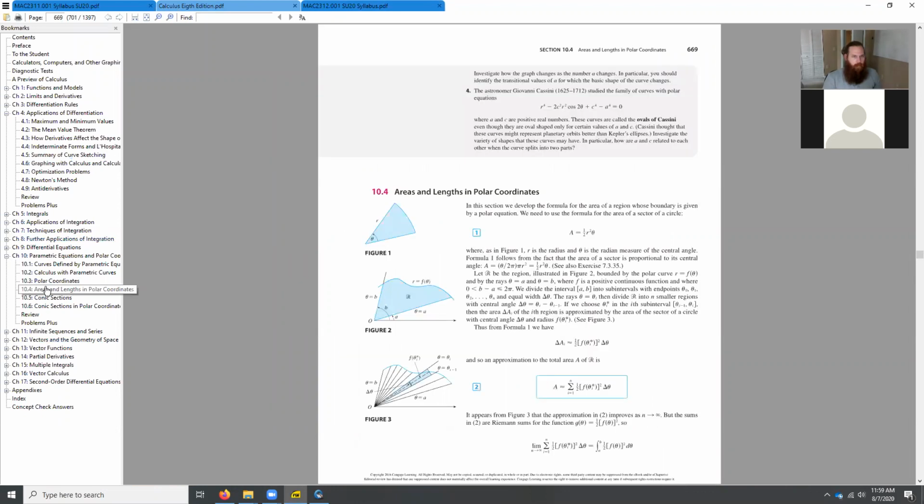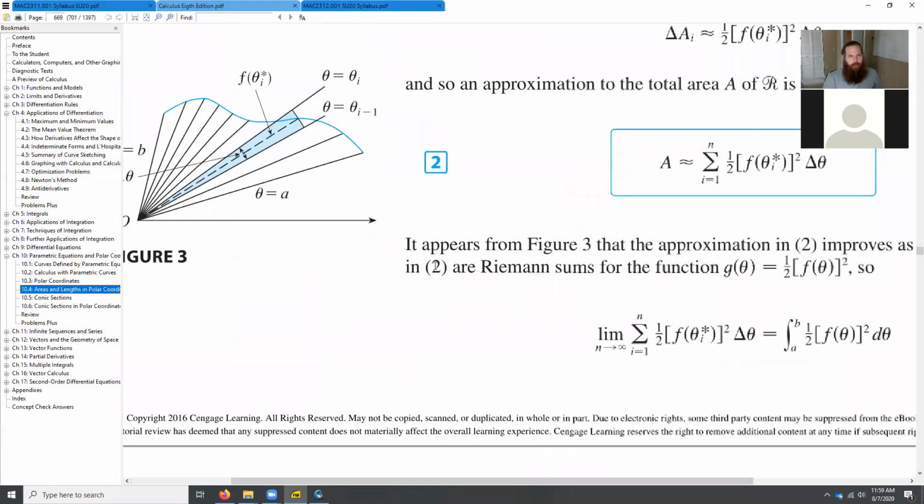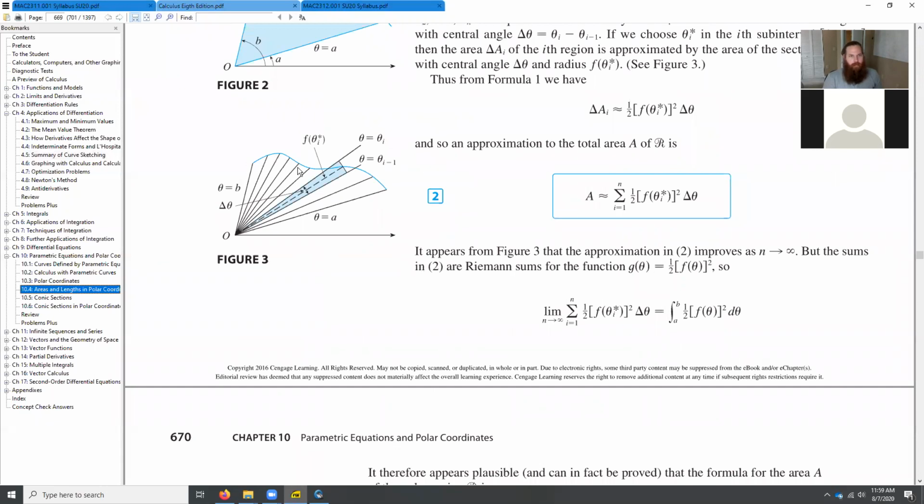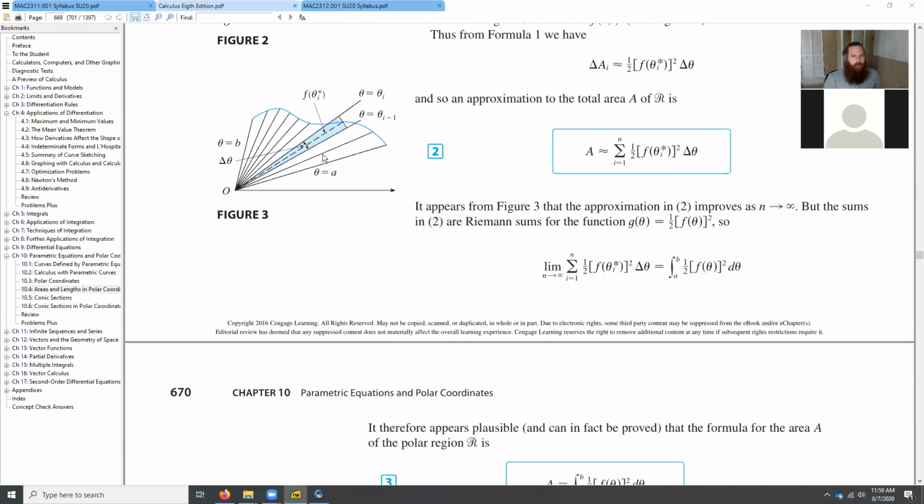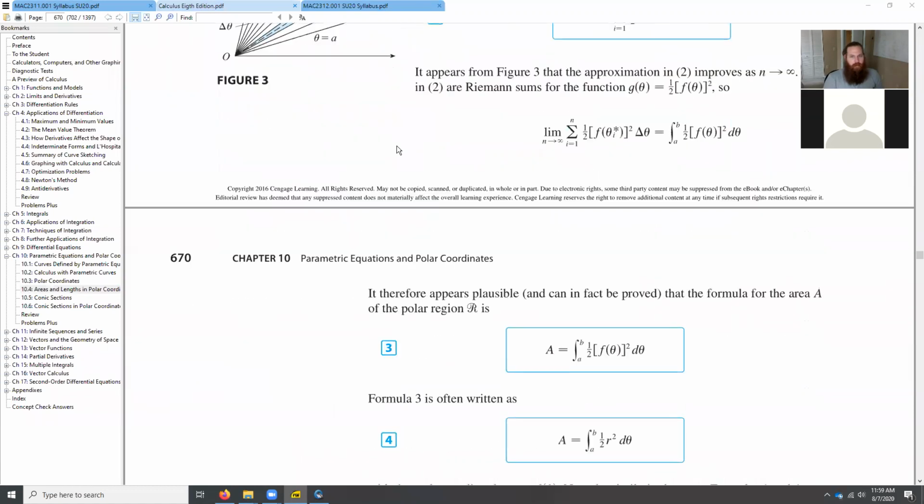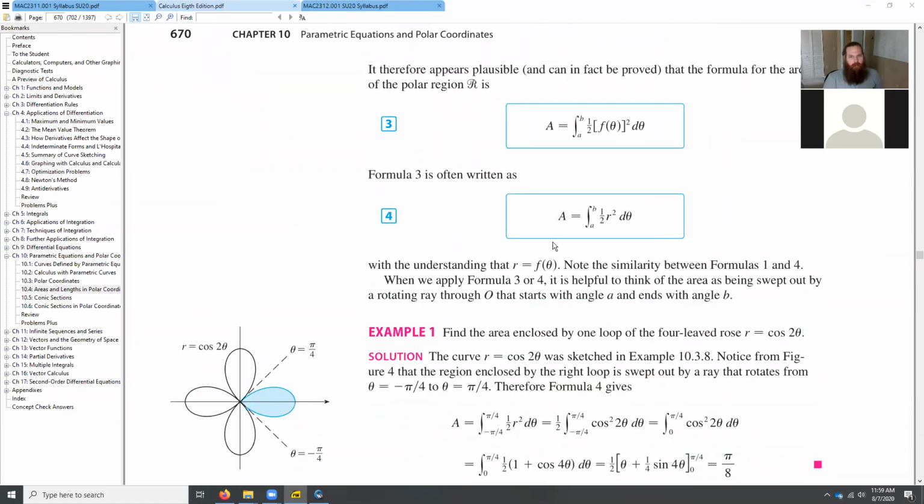This is 10.4, areas in polar coordinates. Yeah, this is the picture, right? So here in blue is your function r of theta or f of theta, and we chop it into a bunch of little wedges. And each one of those wedges we can pretend is a circle with a constant radius. Now, of course, that's not true. It's only an approximation. But as we use more and more wedges, we get a better and better approximation. So that's the game. We're after an area like this. We approximate it by a bunch of little wedges, and we get this formula out.